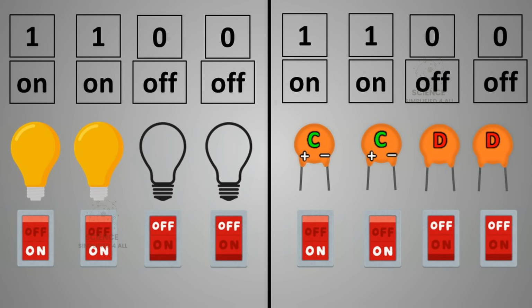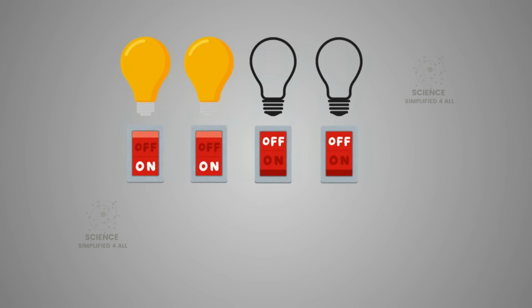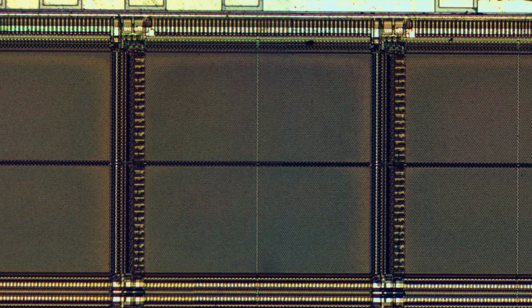Instead of bulbs, computers use capacitors, and to control the flow of charge into and out of a capacitor, they use electronic switches called transistors, instead of the mechanical switches we used in our example. So the smallest unit of memory is made up of a single capacitor and a single transistor. Millions and millions of such units are combined to make up computer memory.